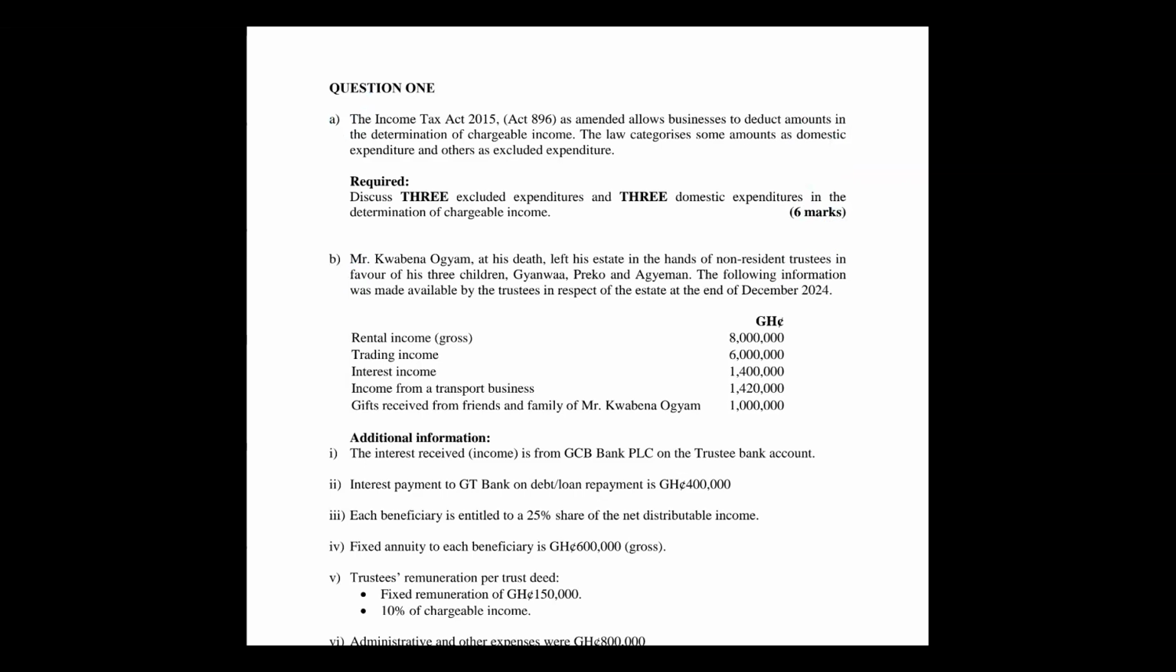Here is 5 marks there. Here they made it 6 marks. So at least I'll go for 4. Discuss 3 excluded expenditures and 3 domestic expenditures, right? So discuss, I'll state, explain, and if I want to give an example, that is 6 marks.